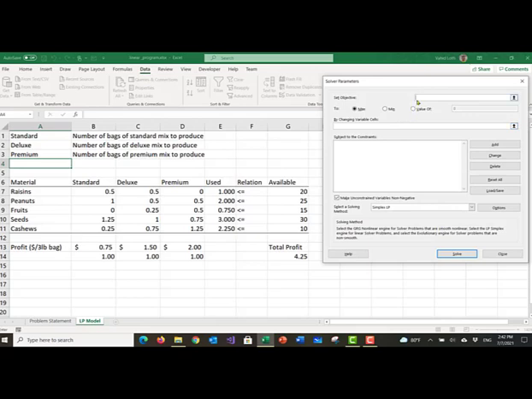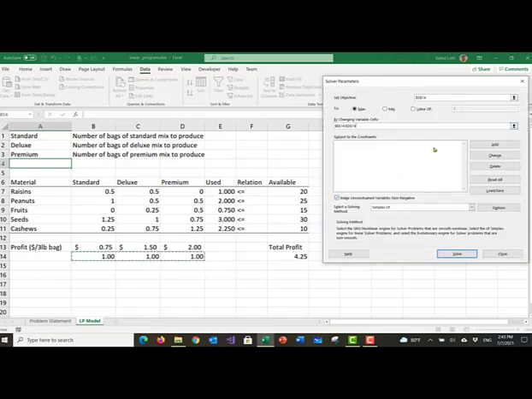First thing, I have to enter my objective function value. That objective function value is right here. I want to maximize, so I leave this alone. Next, I want to define my decision variables, so I highlight these.